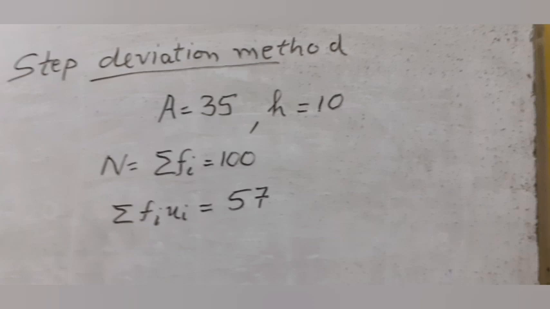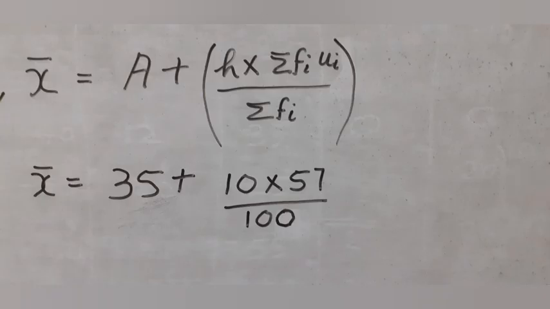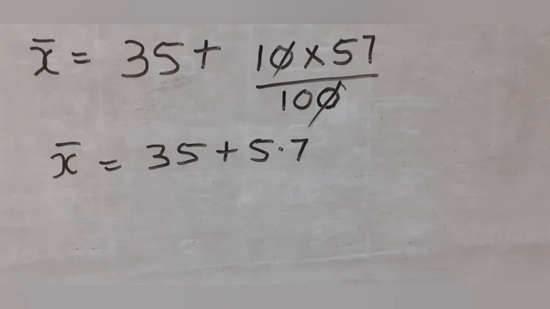h is the common class interval 10, so everything is ready and we apply all those in the formula. Use the step deviation formula, a plus (h times summation fi ui by summation fi). When calculation is done, we get 35 plus 5.7, which gives you a mean of 40.7.